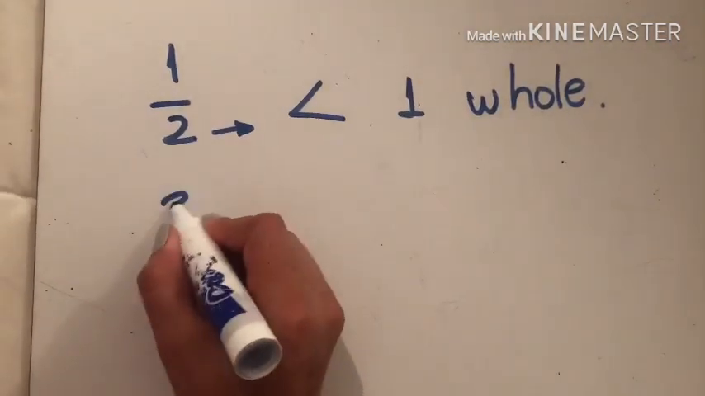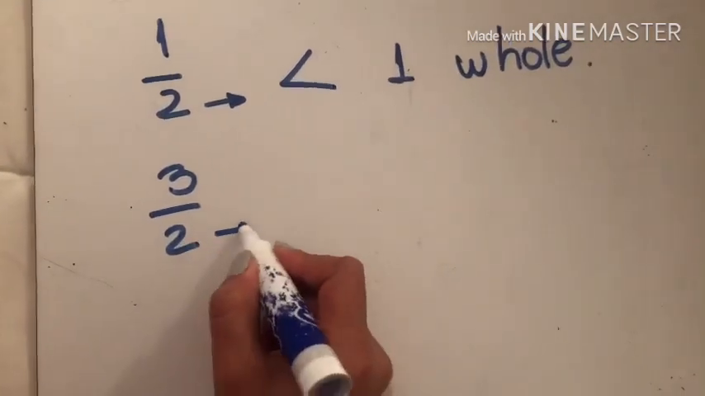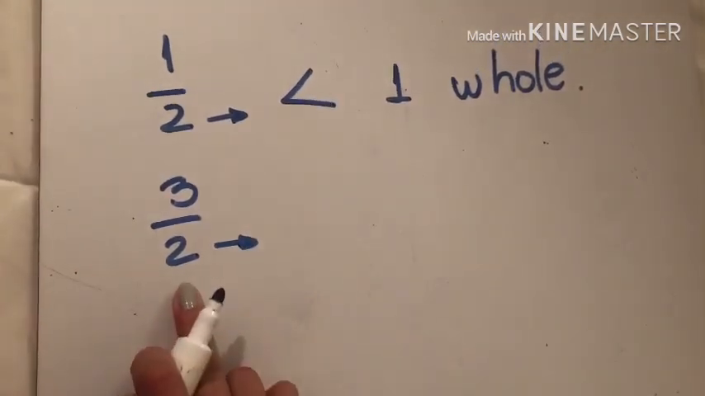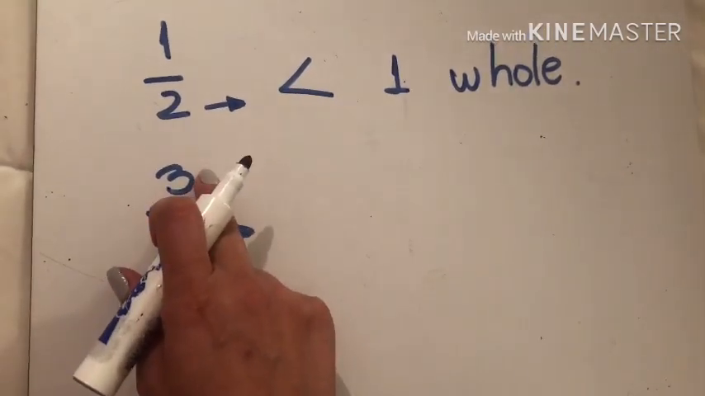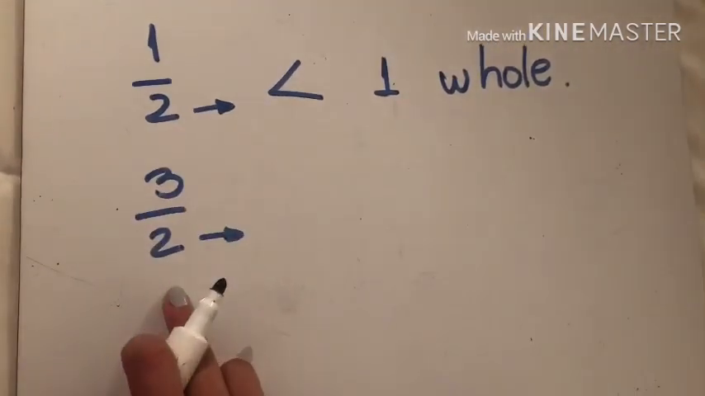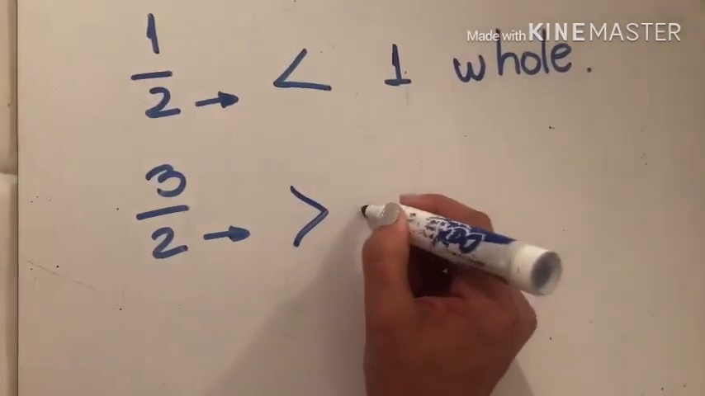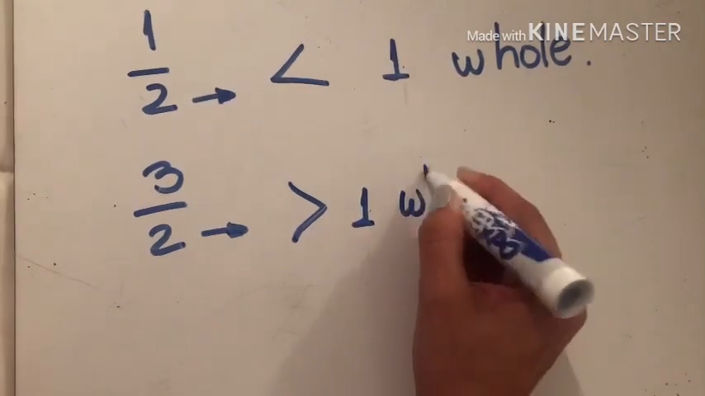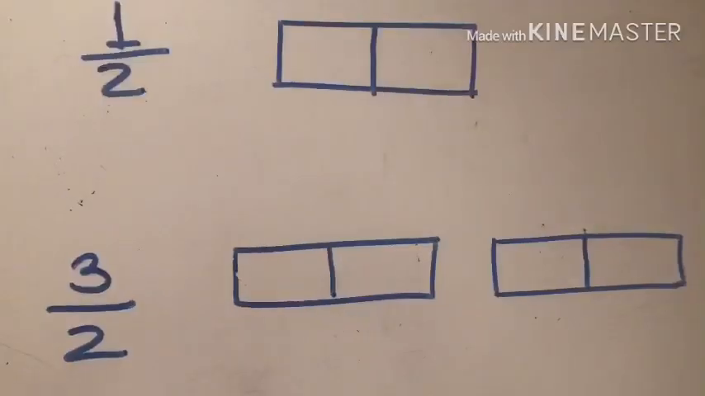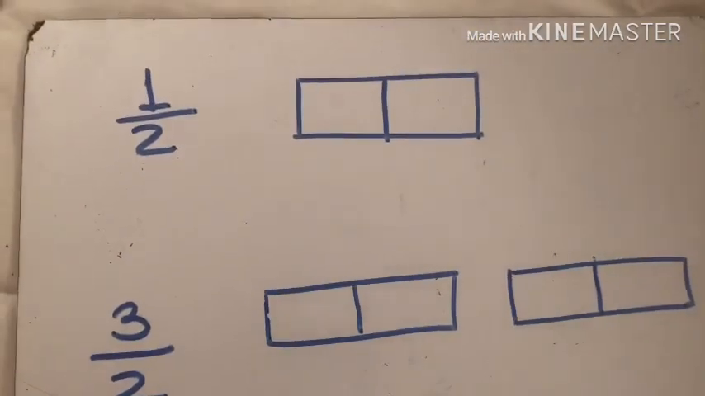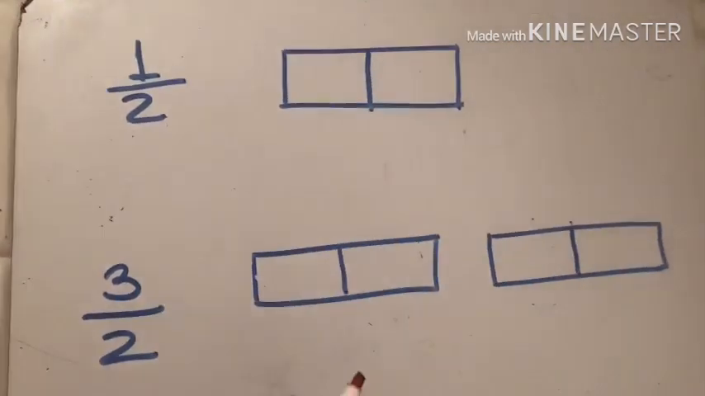But let's say I have these 3 halves, and then my denominator is showing me a number that is lesser than my numerator. That means this fraction is greater than one whole. Okay, and we're going to represent very quickly our 1/2 and our 3 halves.